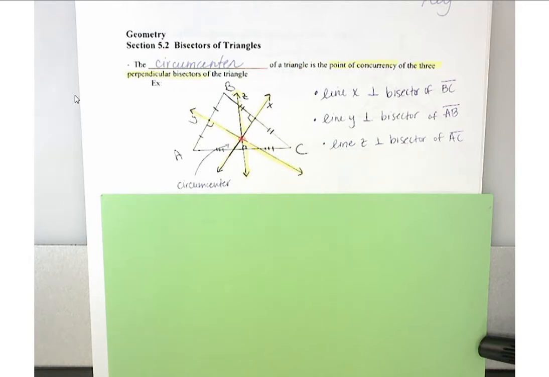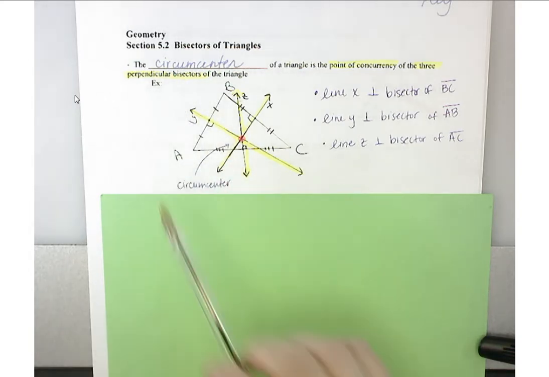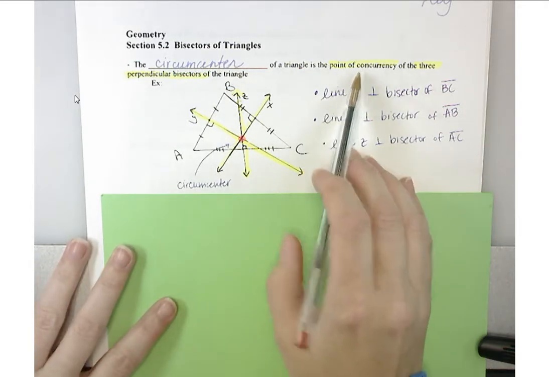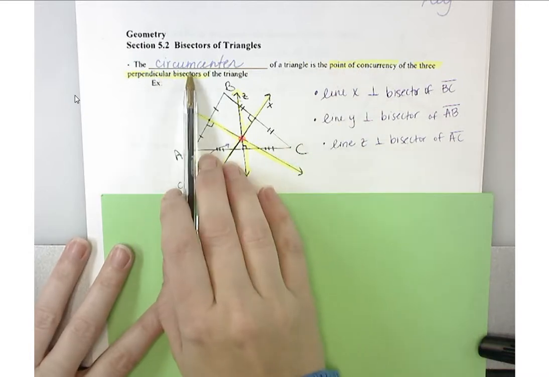So remember yesterday I told you guys how these couple sections are going to be really rich in vocabulary. Okay, so today the first new thing that we're learning about is called the circumcenter. And that's the point of concurrency. Remember, that's the center of gravity of the three perpendicular bisectors.